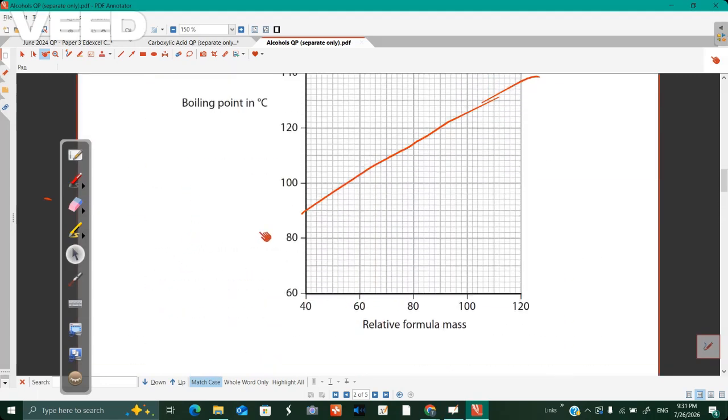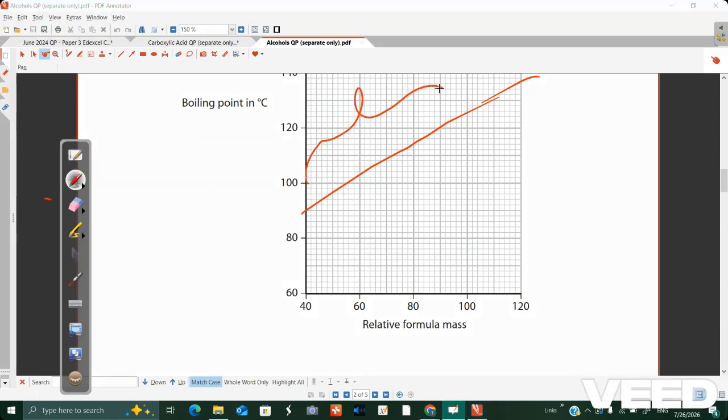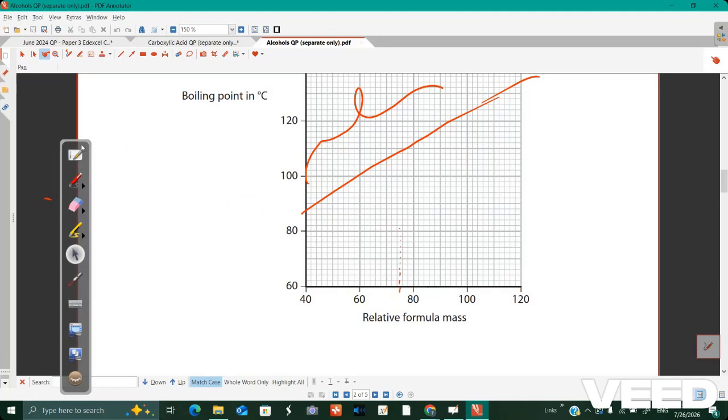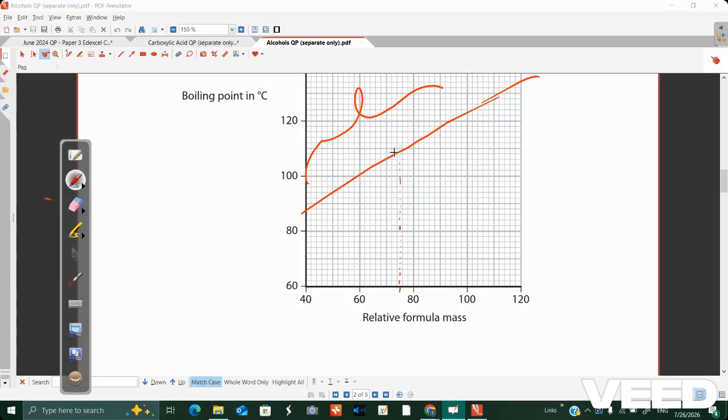In science we call this a calibration plot, a calibration line. Let's say the value is 74.5. You draw a straight line from around 74.5. The point where it intercepts this line, you draw a horizontal line. That value is the predicted boiling point for the given relative formula mass of the compound with an unknown boiling point, right?